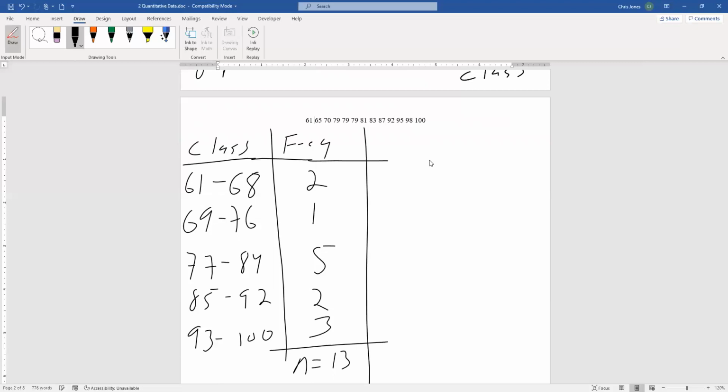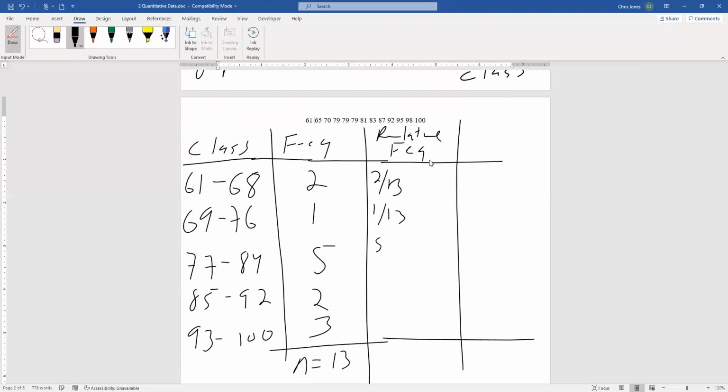All right, the rest of the problem is pretty easy. We have our relative frequency. I'm just going to leave these as fractions, just because we know how to set these into the calculator. So we have 2 out of 13, 1 out of 13, 5 out of 13, 2 out of 13, and then 3 out of 13. Remember, relative frequency is just the ratio of the frequency to the overall number of observations. Finally, we have our cumulative frequency.